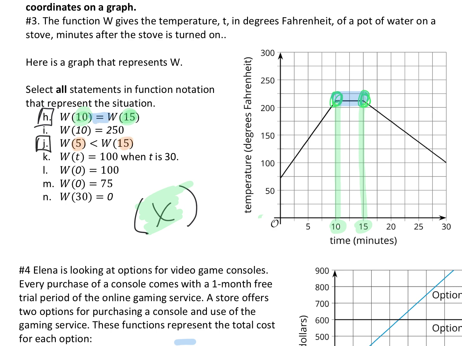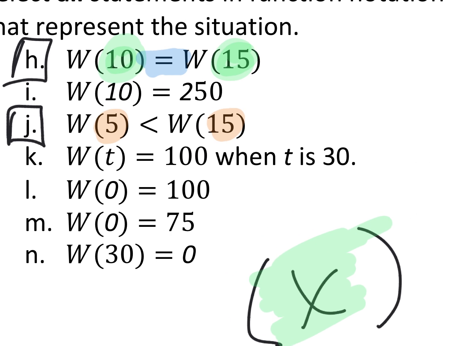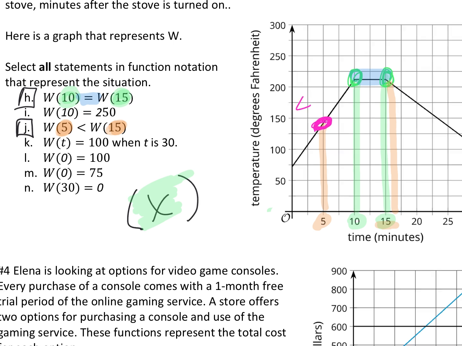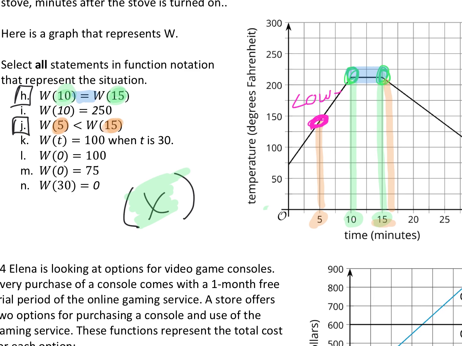J is also correct. If I go on the x-axis to where x is 5 and x is 15, so 5 and 15, and I follow the trail up to the graph in both places, you see that the location on the graph here at f of 5 is lower than the location right up here.